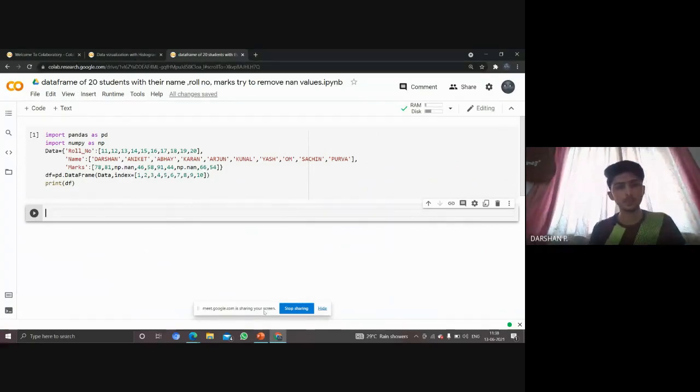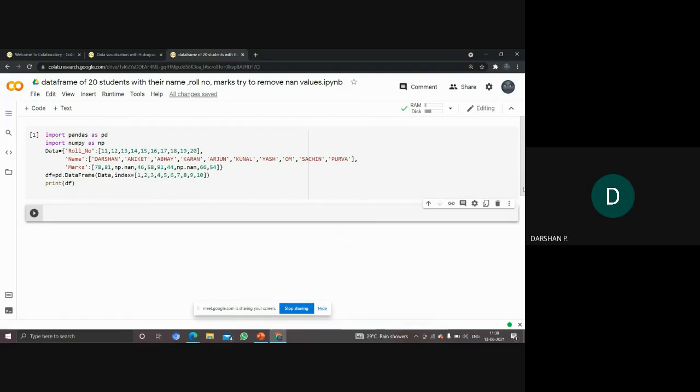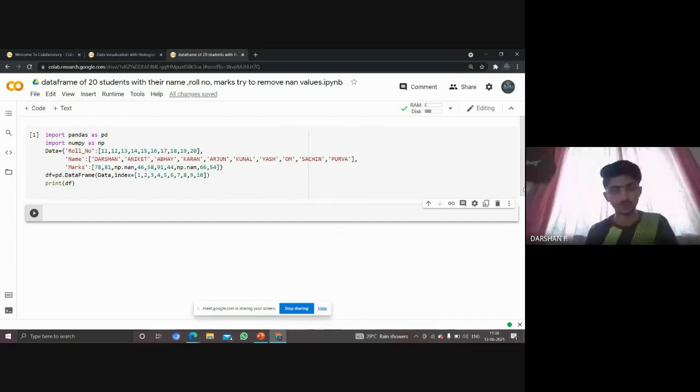Today, the first problem statement of my practical section is to create a data frame of 20 students with their name, roll number, and marks, and we have to include their NaN values too. We have to try to remove those NaN values. So here is the code.